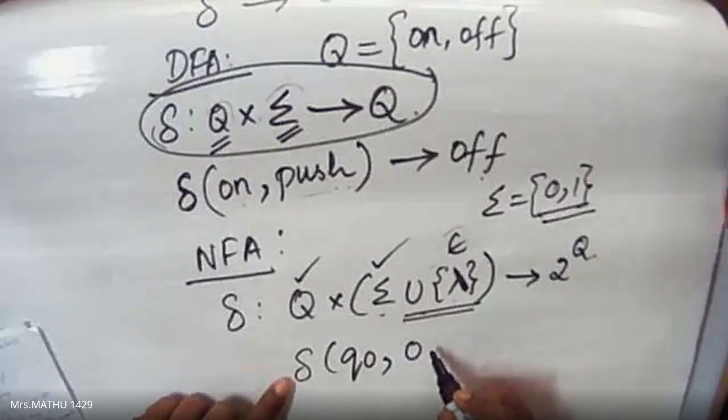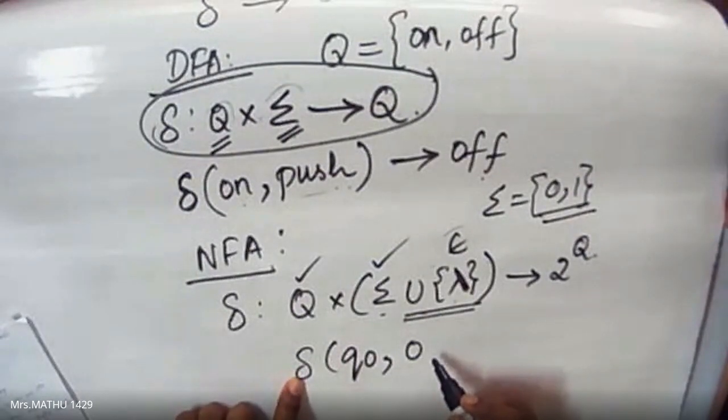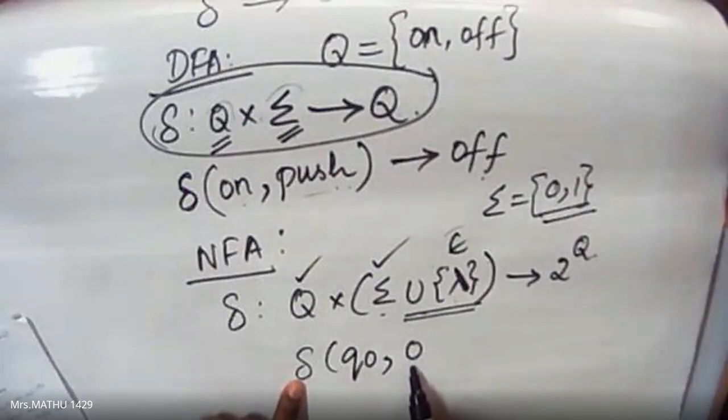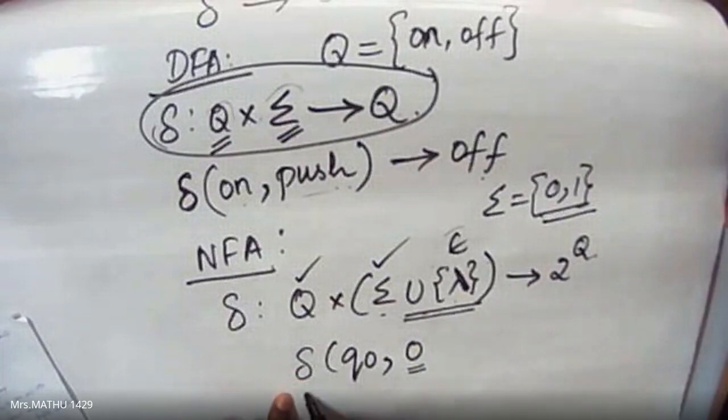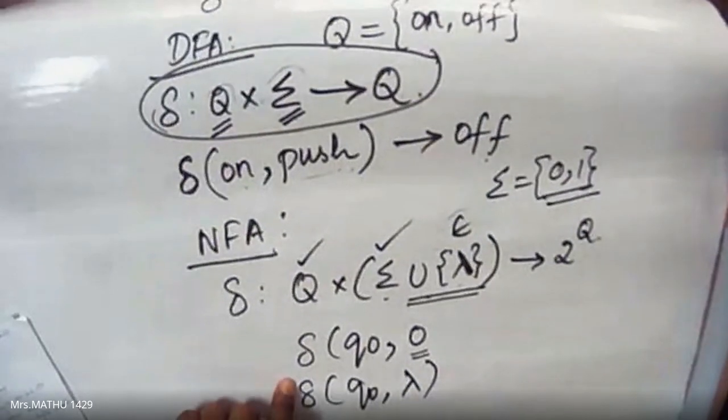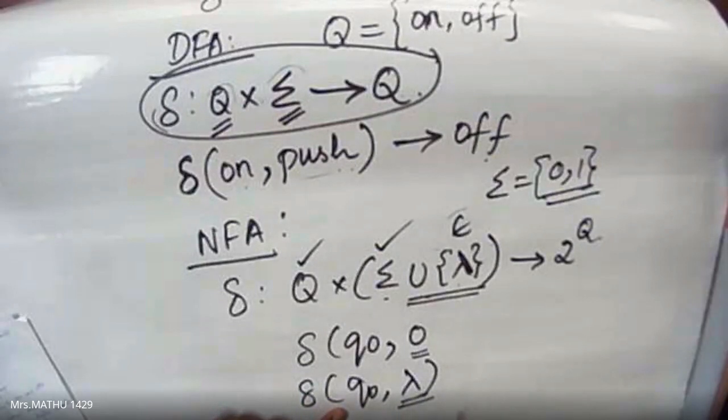Okay, please listen now. So Q naught, you can have either 0, or 1, or even you can have a transition with an empty string. This is possible only with the NFA. In DFA, you cannot use an empty string as an input symbol. So lambda is not possible in the DFA.